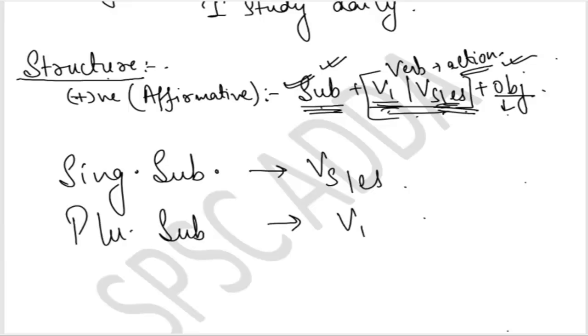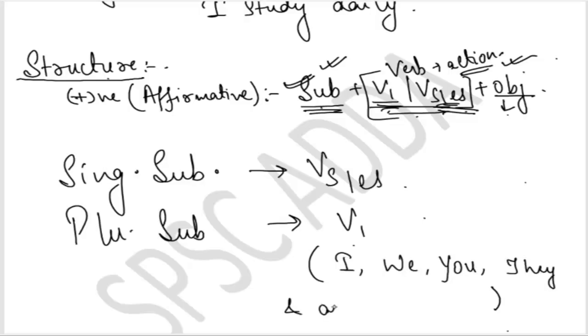Now, you must be confused about what a singular subject or a plural subject is. Is it clear to you? No, ma'am, it's not. So verb first form is used with plural subjects, which are I, we, you, they, or any plural name.